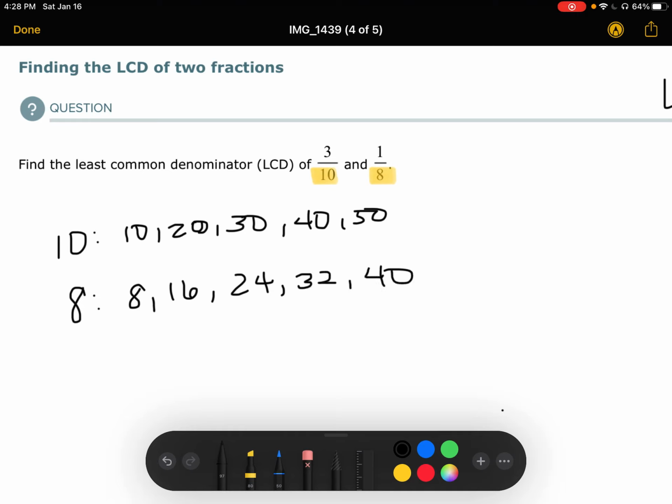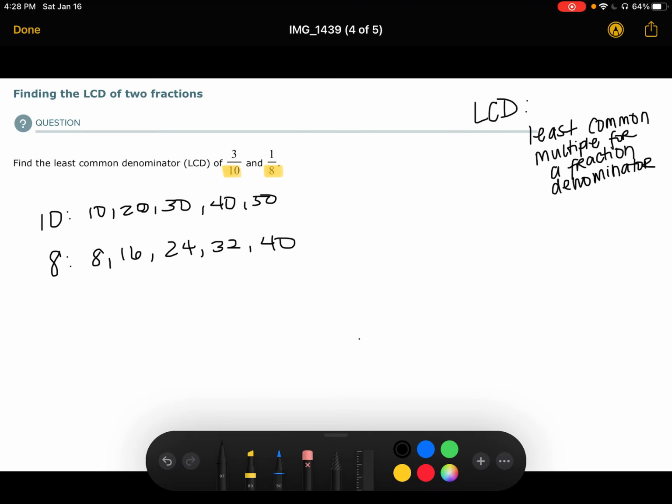Okay. So now remember, we said least common multiple. So what is the smallest multiple they share? A lot of people just go in and multiply those two numbers. But it's to your benefit to make sure that you're going with the smallest number, because that way you don't have to simplify later.